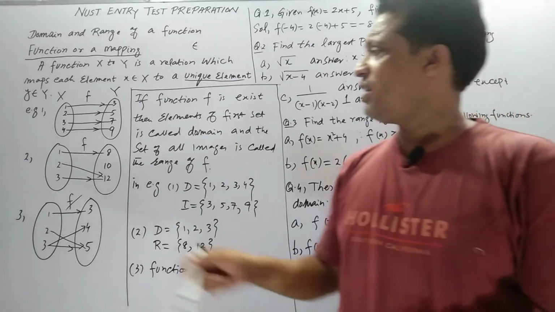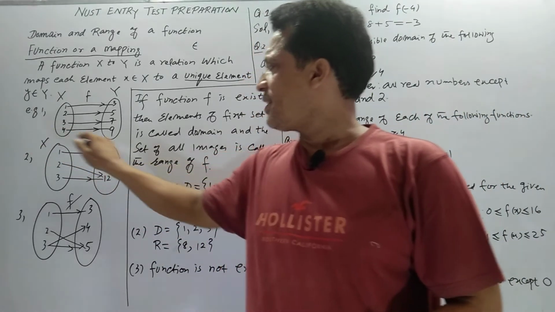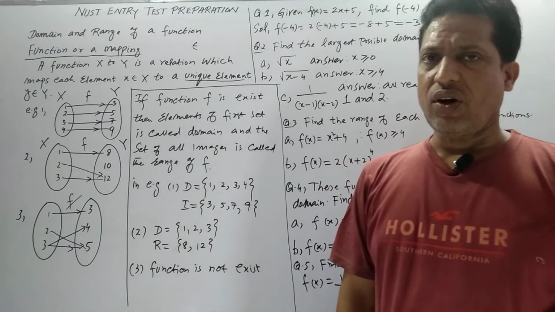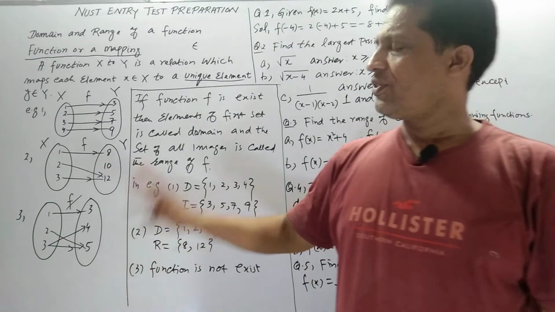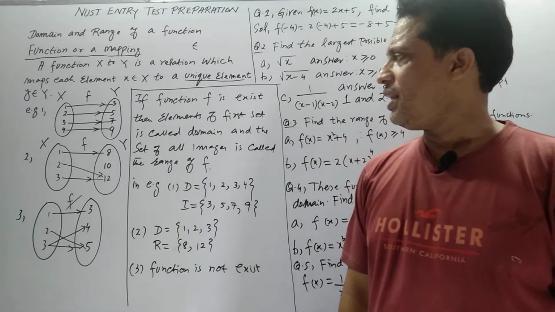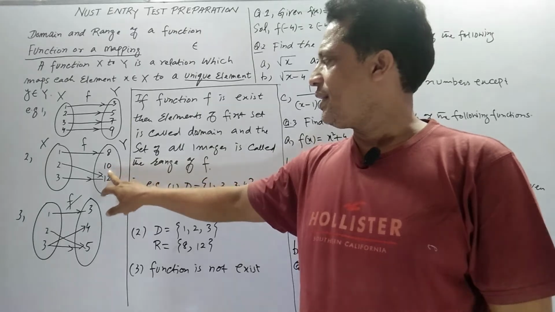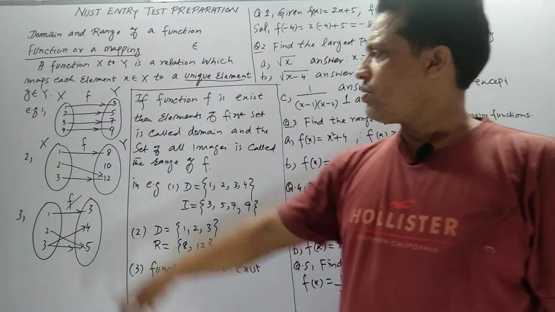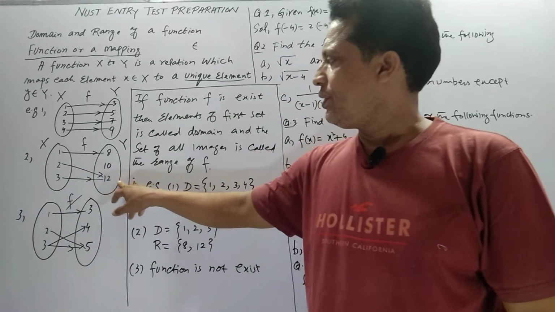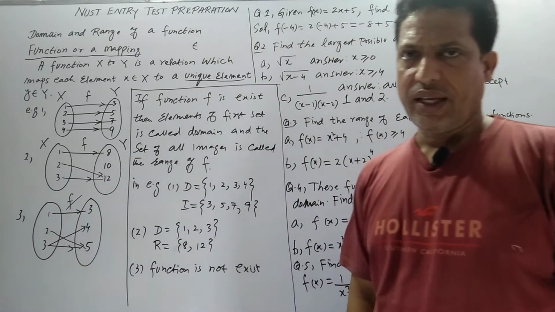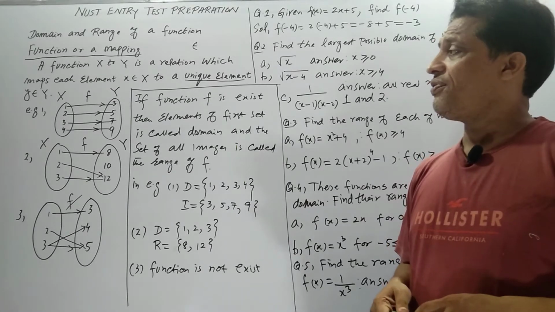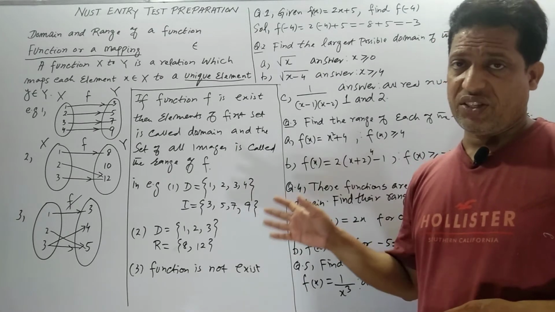See the second example. In this example, this is set X, this is Y. How many elements in set X? 3: 1, 2 and 3. How many elements in set Y? 8, 10, 12. 1 goes to 8, okay. 2 goes to 12, 3 goes to 12. Is this a function? Yes, because it fulfills the requirement of the definition of function.